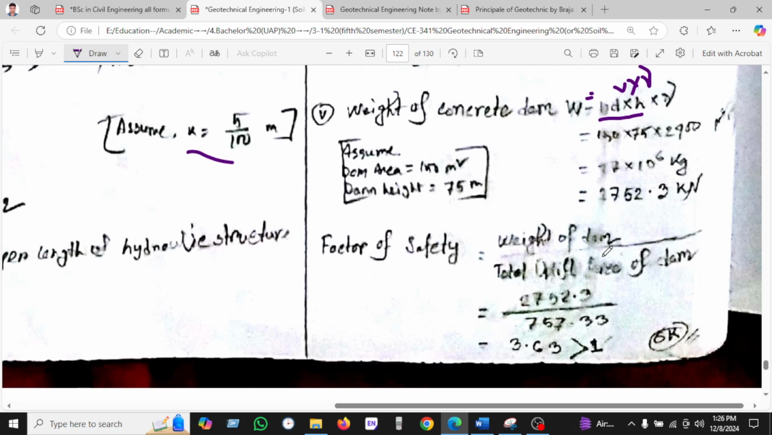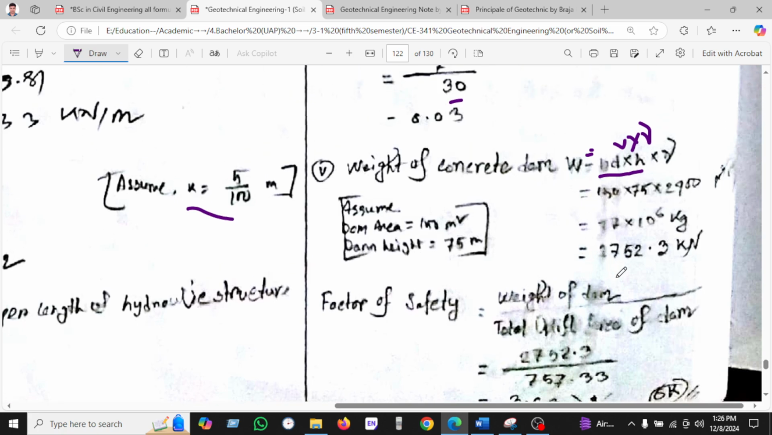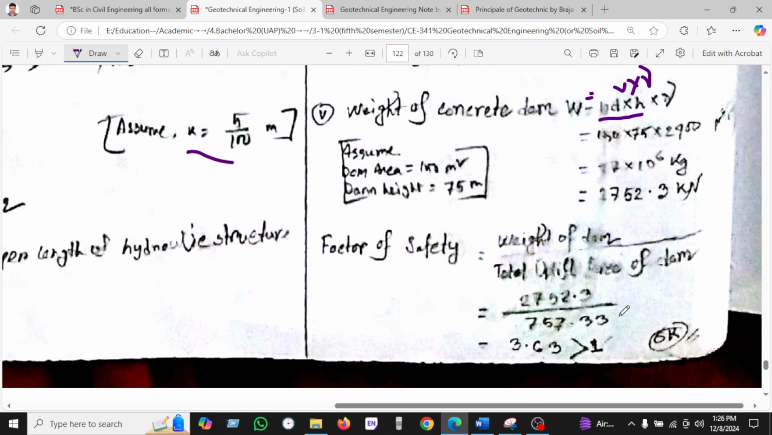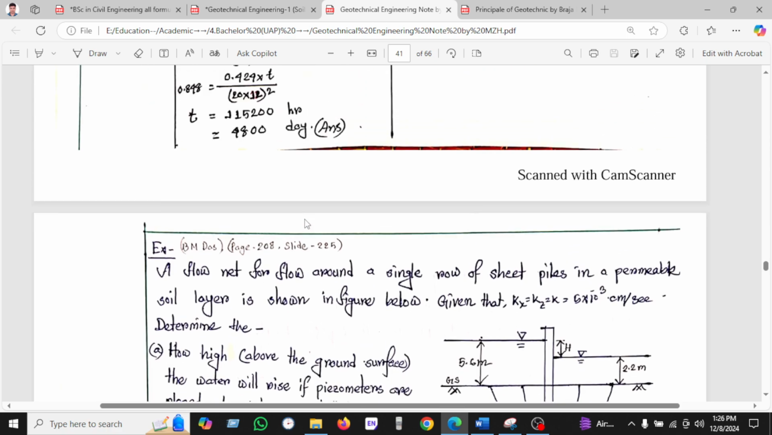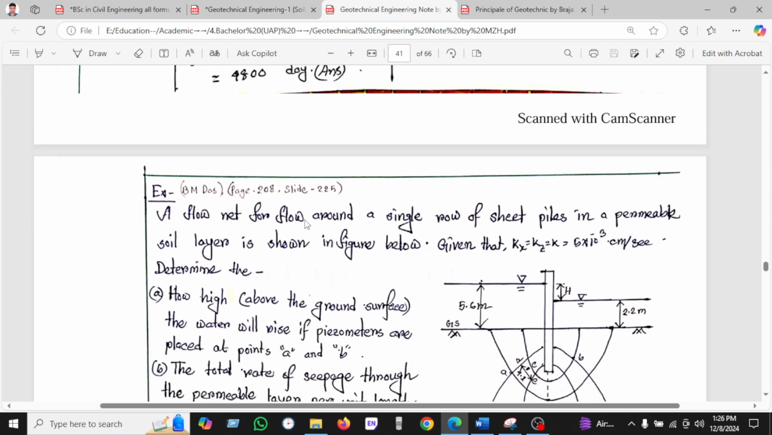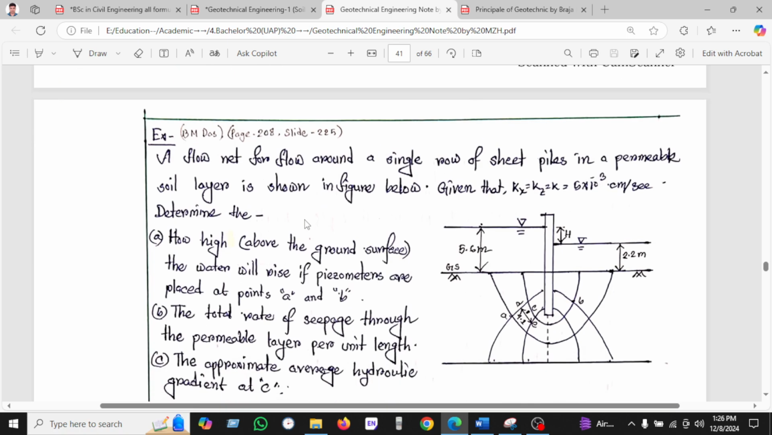Factor of safety: we know weight of the dam we have found 785, and total uplift pressure of dam 757, and it is greater than 1. So we can say this is okay. So we can see another example here.